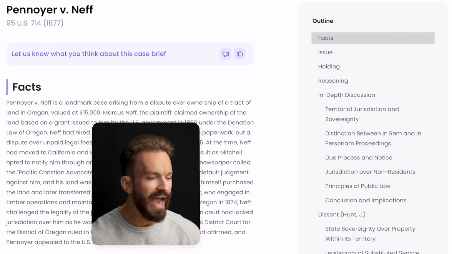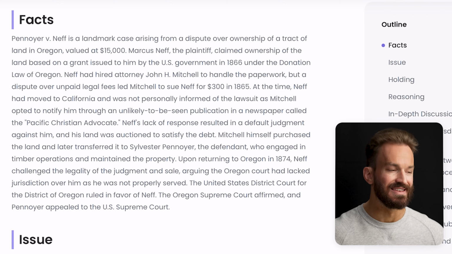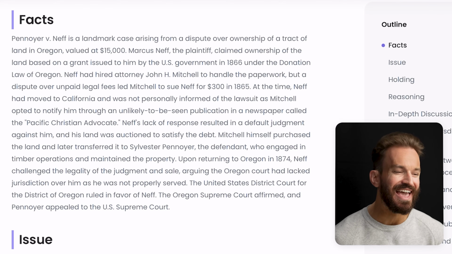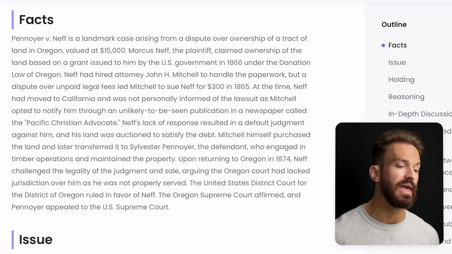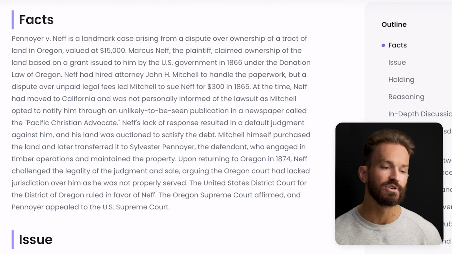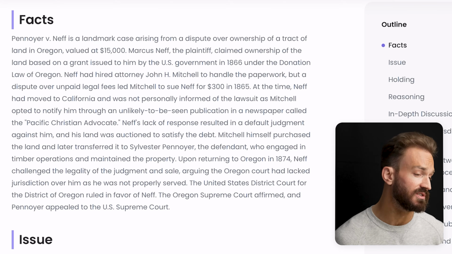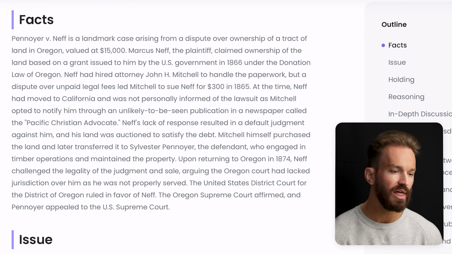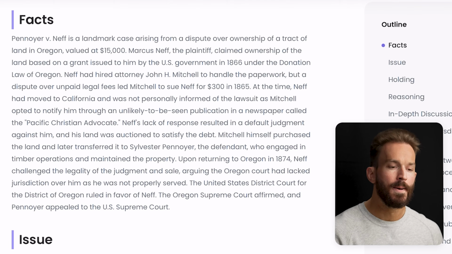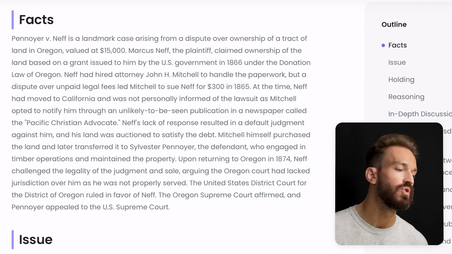Okay, so let's just get into the facts of Pennoyer v. Neff. Pennoyer v. Neff is a landmark case arising from a dispute over ownership of a tract of land in Oregon valued at $15,000. Marcus Neff, the plaintiff, claimed ownership of the land based on a grant issued to him by the U.S.